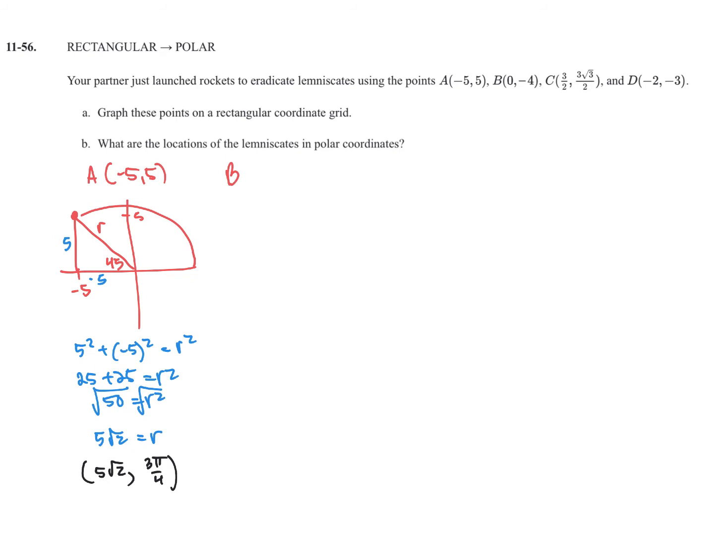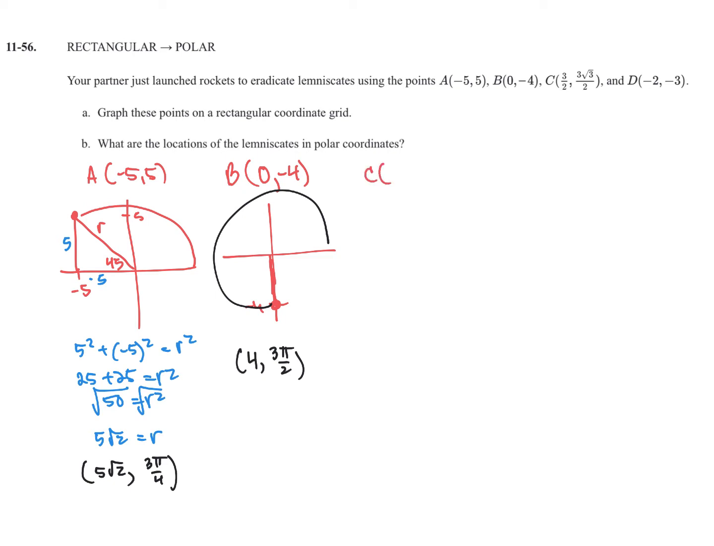All right, let's do B. B is 0, -4. So on a grid, 0, -4. Down here at -4, it's a point. I already know the length, so I don't have to do anything with that. The length here is 4. We'll go a +4, and then I'll do the rotation around. The rotation around here would be 3 pi over 2. So that one's good.